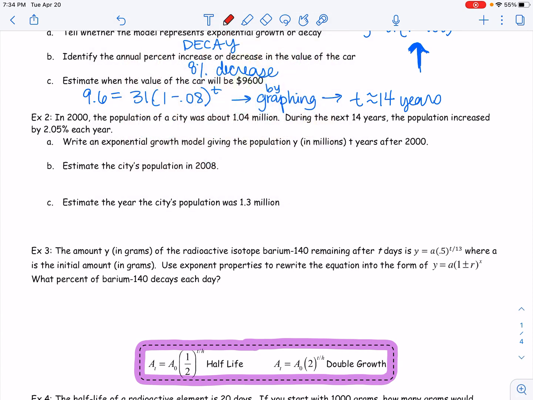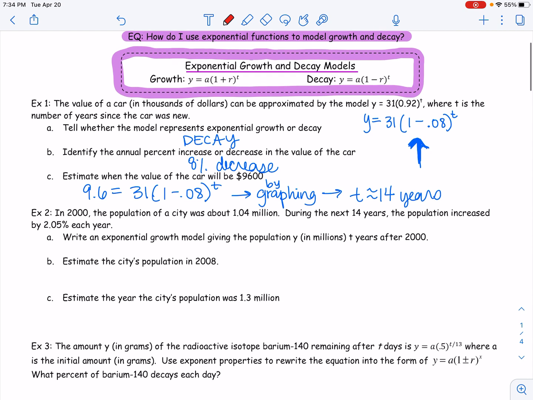In 2000, the population of the city was about 1.04 million. During the next 14 years, the population increased by 2.05% each year. We want to write an exponential growth model given the population y in millions t years after 2000. So we know that it's growth because it says that the population is increasing by 2.05% each year. So we already knew it was growth. If you need to still see your growth models up here, we're going to mimic this one right here, growth.